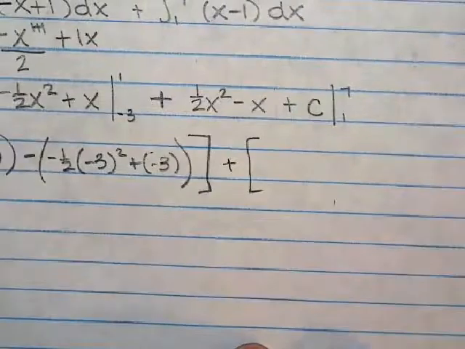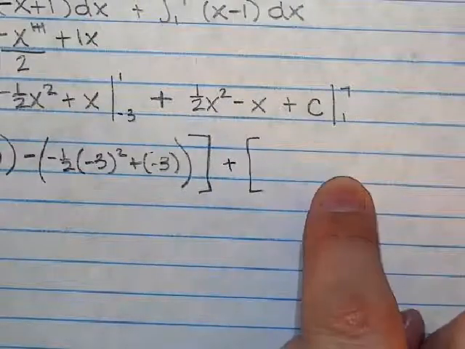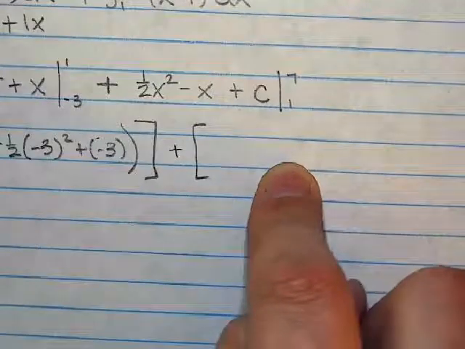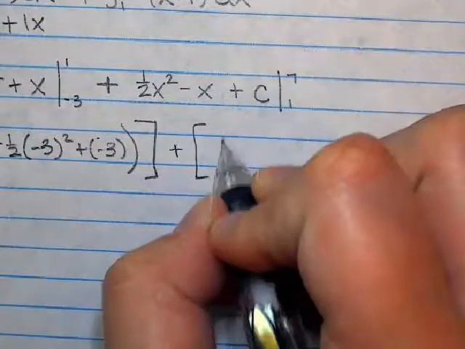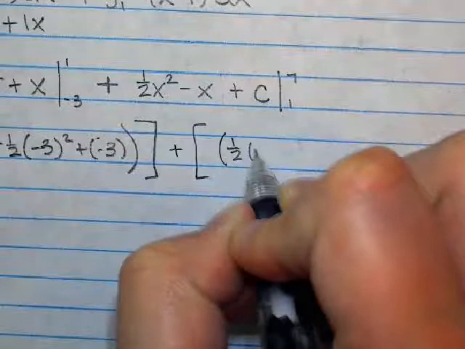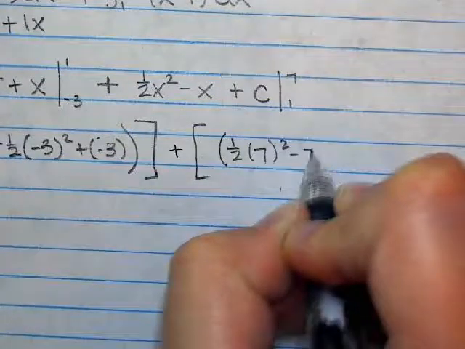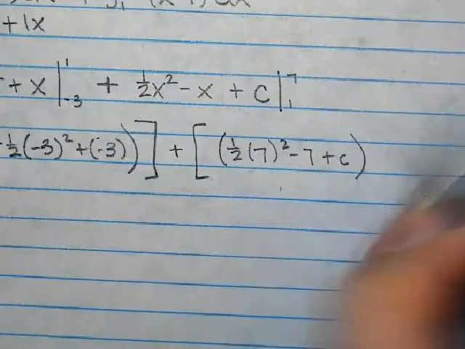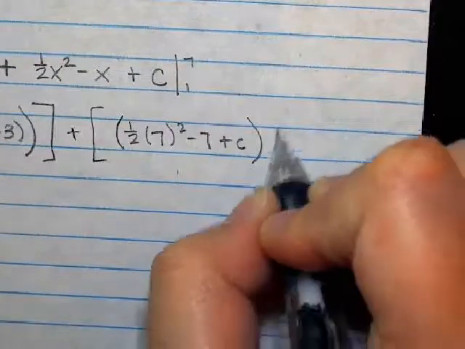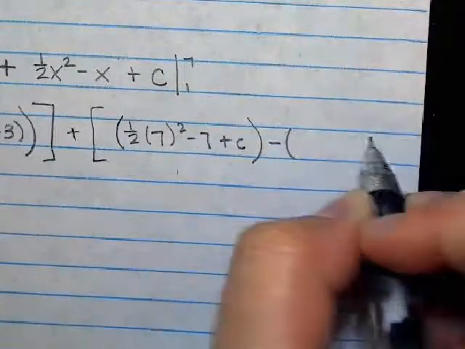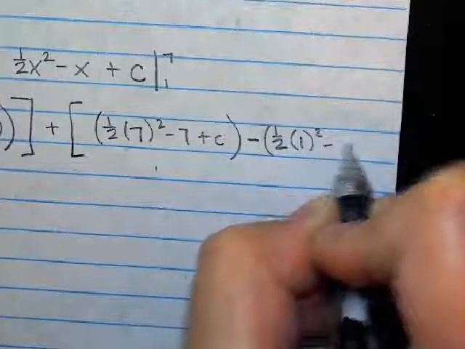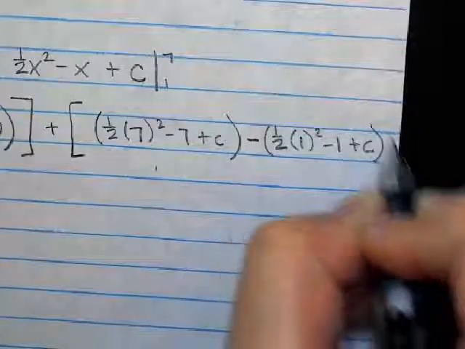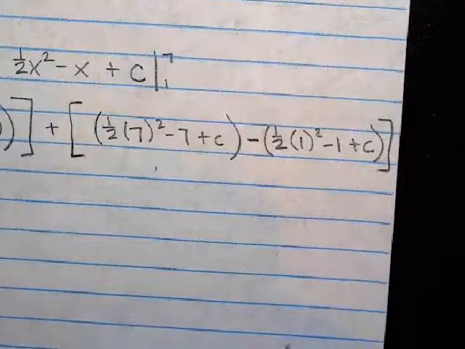All right, then what are we doing over here? What number do we plug in first over here? 7. Okay, so 1/2 7 squared minus 7 plus c, minus 1/2 1 minus 1 plus c. Okay.